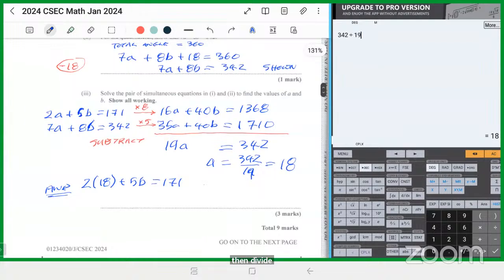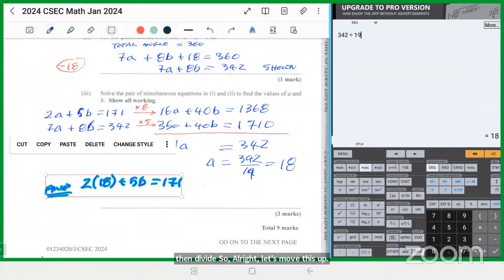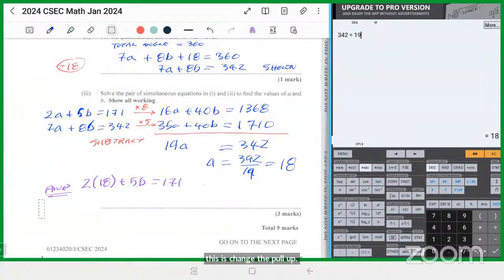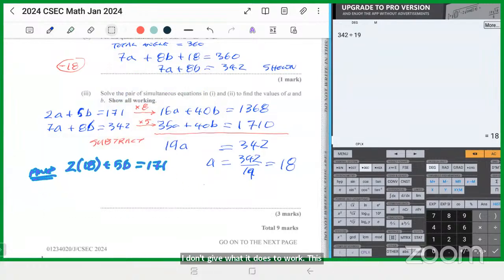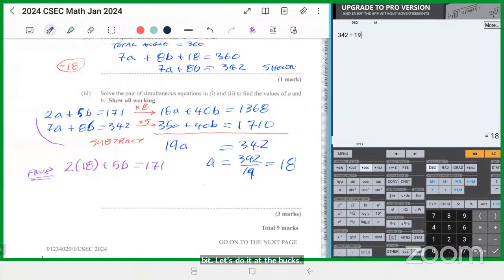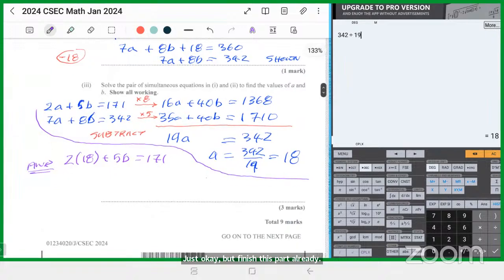Because I don't give a lot of space to work, let's move this up a little bit and change the color so we make the distinction. Let's draw a little box around this. We finished this part already. I want to work out the b, so I'm going to subtract this and then divide by the 5.